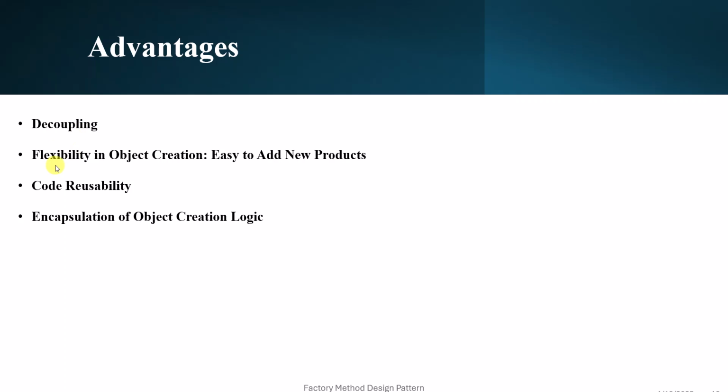Another is flexibility in object creation. Here it provides the flexibility in creating different types of objects based on runtime conditions. Also, by overriding the factory method in subclasses, you can easily control which concrete class gets instantiated.